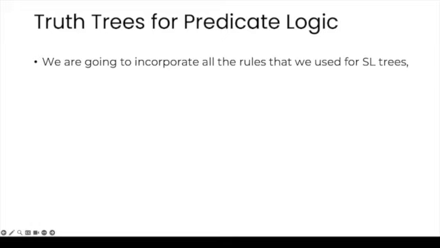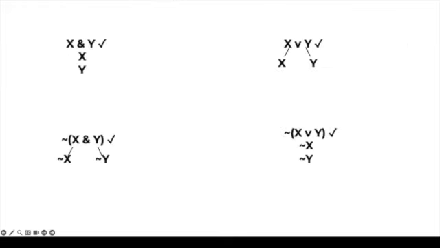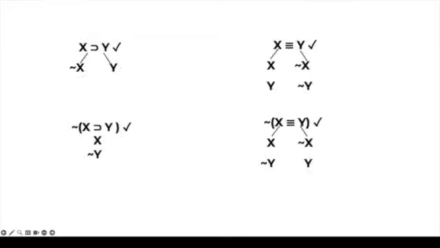When doing truth trees for predicate logic, we're going to incorporate all the rules that we use for SL trees. So I hope you remember those. If your memory needs refreshing, you can watch your videos for SL trees again. Remember that we had two rules for each connective. One for those in which the connective in question is the main operator, and another one for those cases in which the connective is in the scope of the negation. Again, here I'm just refreshing your memory.